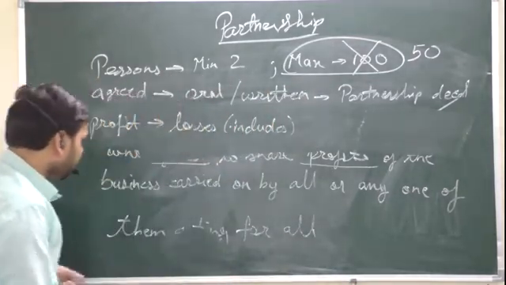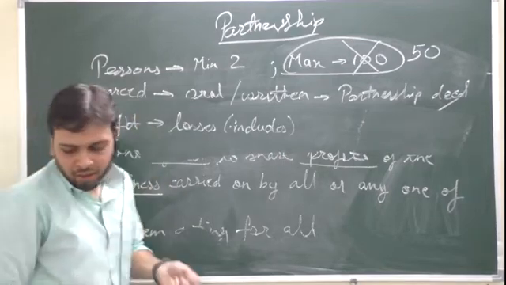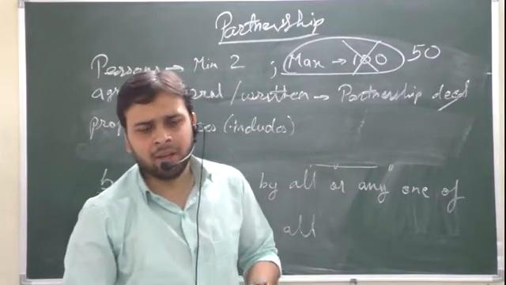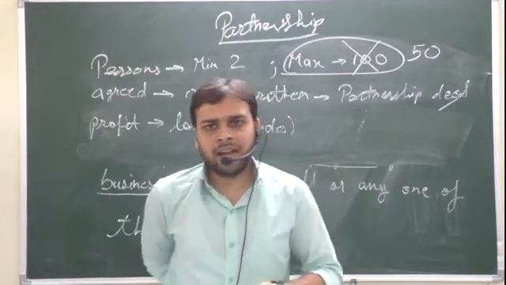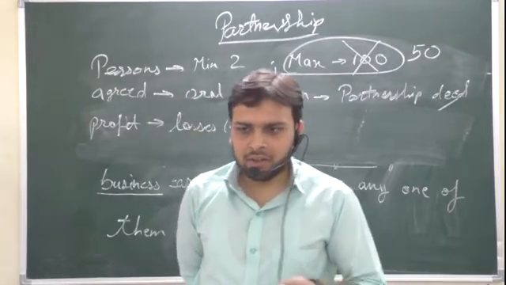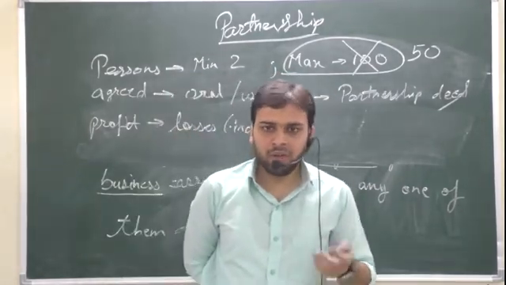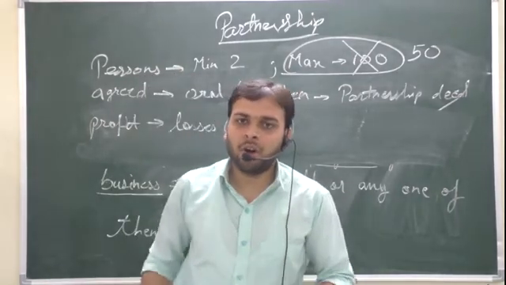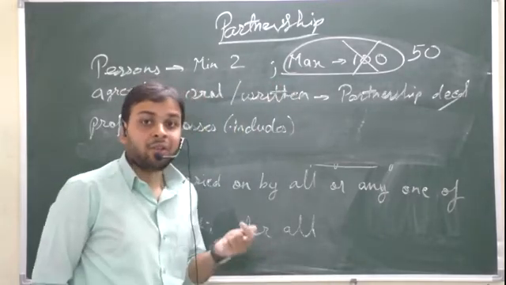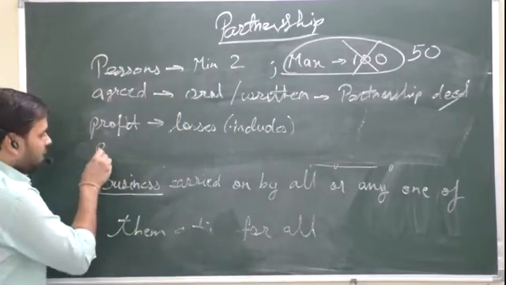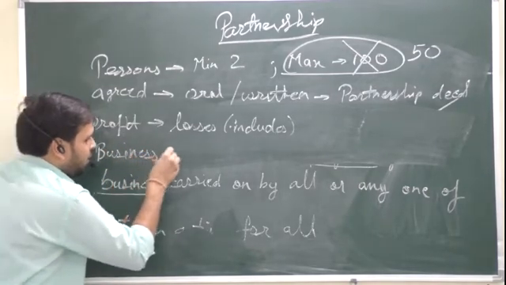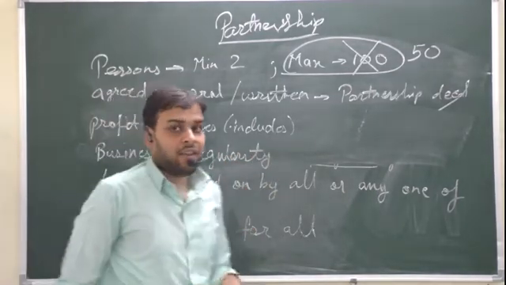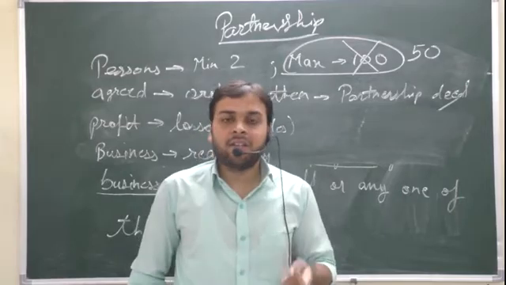Now the fourth term, that is business. What is the meaning of business? Suppose two persons join together and buy a particular land, and after 2 years they will get a handsome amount, so they sell that land. Is this type of transaction considered a business or not? It is not considered a business, because business means regularity, that is, the transaction should be conducted regularly.